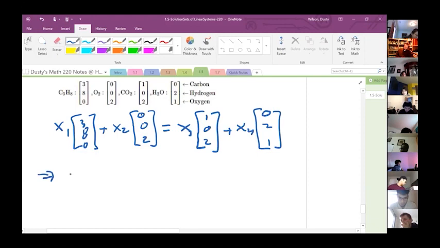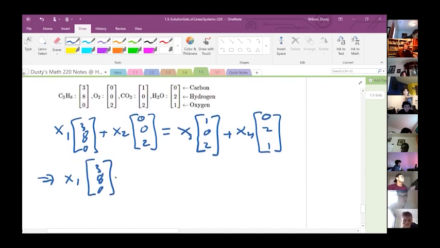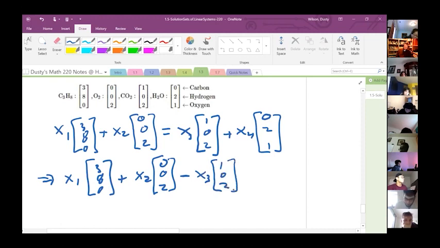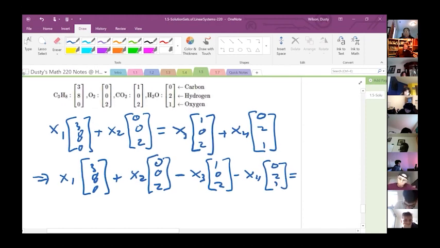So what this is telling you is that you have x1 of 3 8 0, and let me make sure you're tracking, so I think everybody sees it. Plus x2 of 0 0 2, minus, because we have to move everything to the other side, x3 of 1 0 2, minus x4 of 0 2 1, equals 0 0 0.